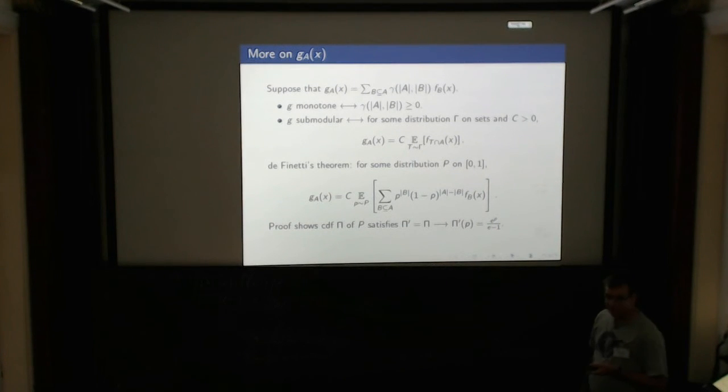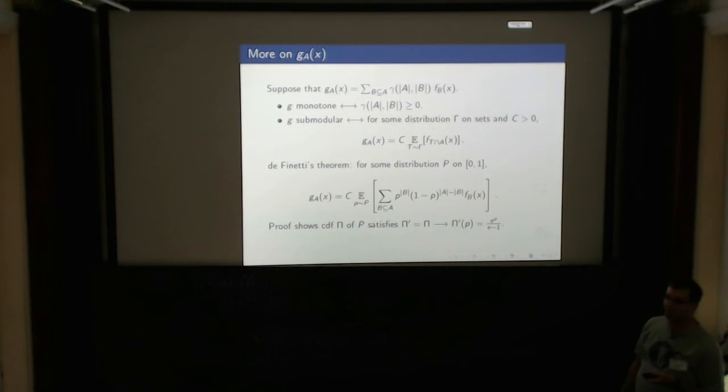You mean pi prime is a derivative of? Yeah, sorry, the derivative of pi with respect to p is itself. Yeah, that's the only variable here. And then you can get the entire form of this distribution pi.